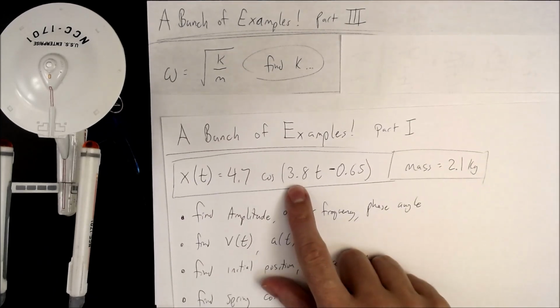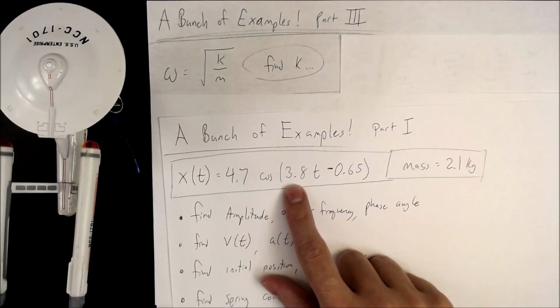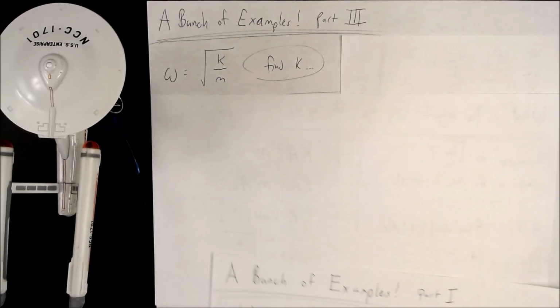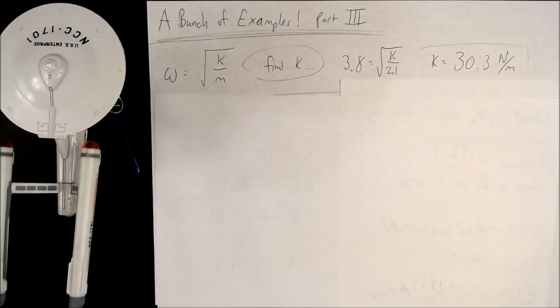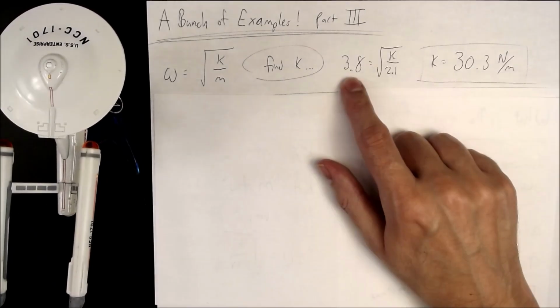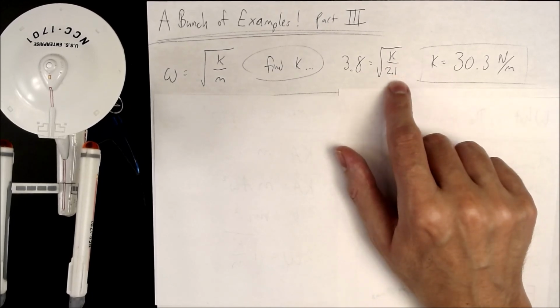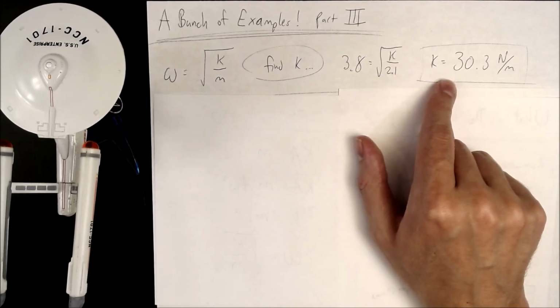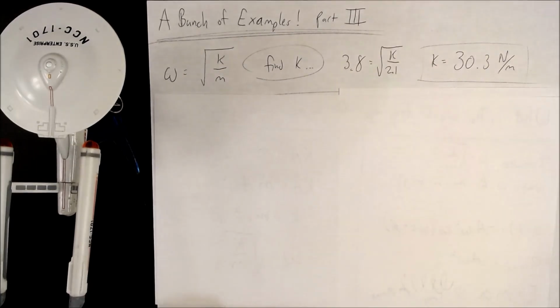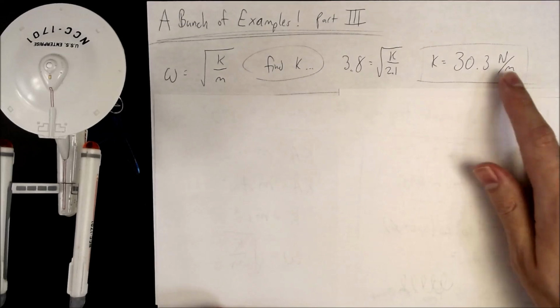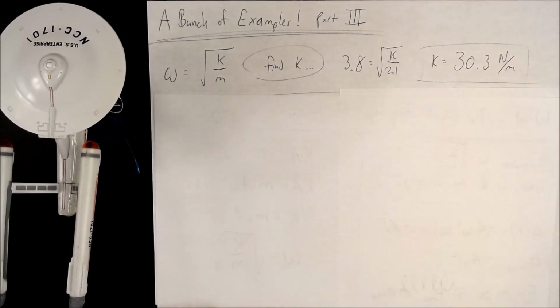Remember, that right there is omega, and I gave you the mass already. So we can just very quickly say our omega is equal to the square root of K over the mass, giving us a spring constant of 30.3 newtons per meter. For every meter that you stretch the spring, you get 30.3 newtons trying to pull it back.